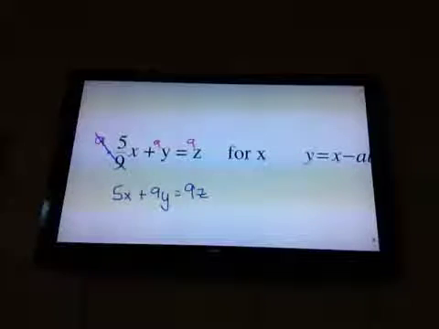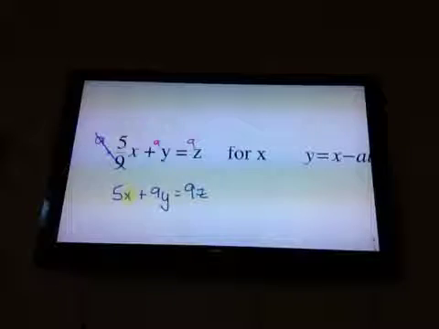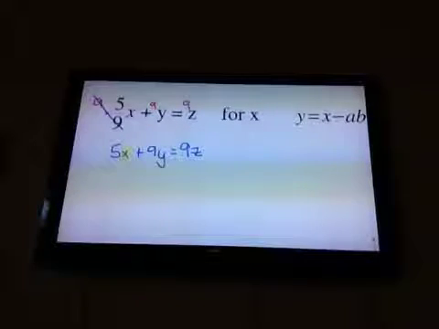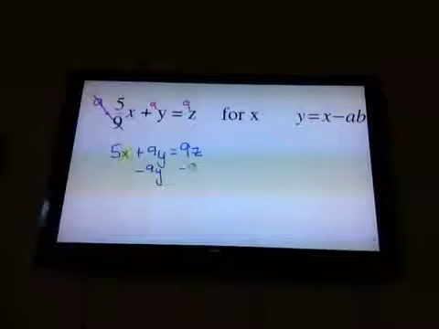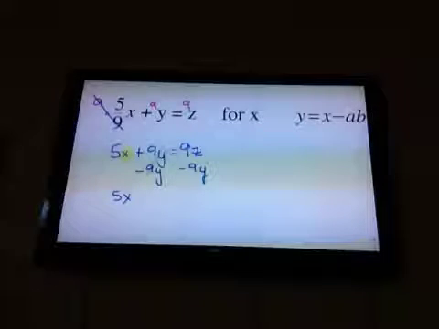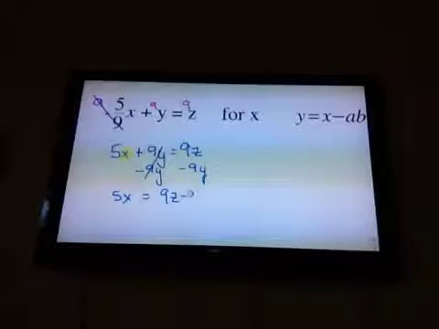And here we go again. I want to get that x term by itself. So what do I do first? What do I do first, Amy? Subtract 9y. 5x comes down, my y's cancel, and on the right I get 9z minus 9y.